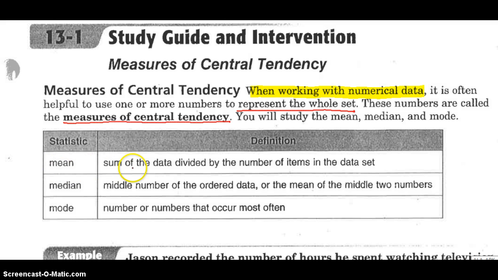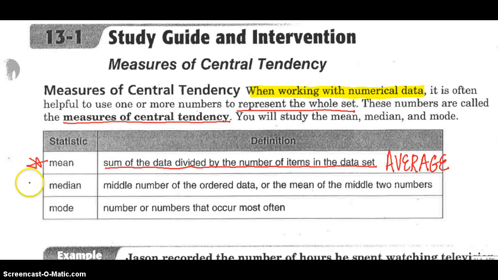If you're looking at the mean, then you're looking at the sum of all the data divided by the number of items in the data set. So this should sound familiar to you. It's also like an average. When we average your grades, we are giving you the mean, which is all of your numbers added up and divided by however many grades were entered.